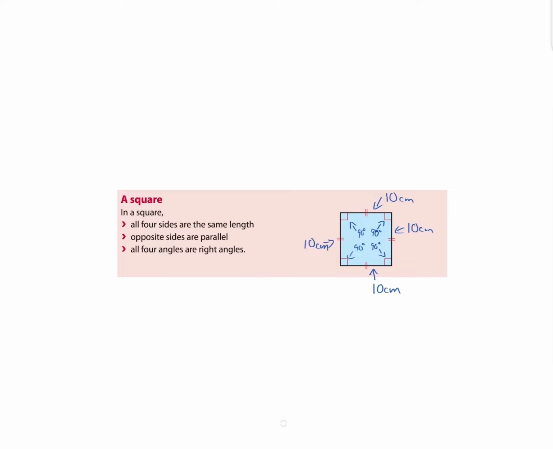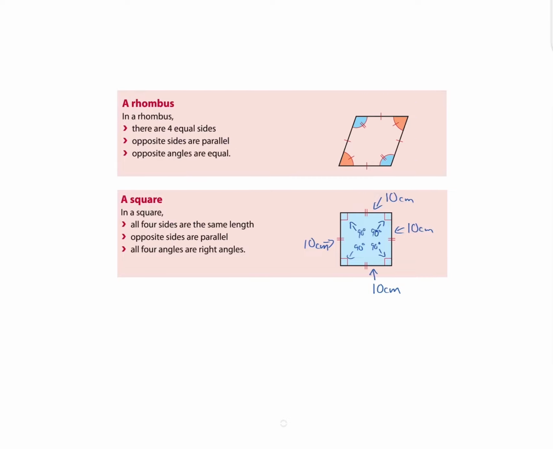Now, if I push the square to the right or to the left, if I make it slanty, you get something called a rhombus, okay? It's a nice name, I think. A rhombus, okay? And a rhombus is just a slanty square, but it has the same rules as a parallelogram.